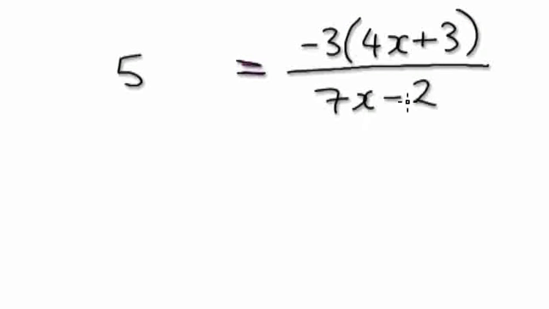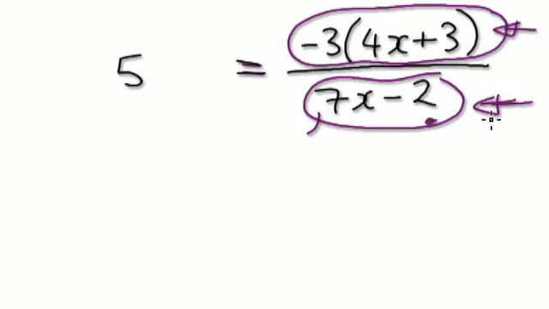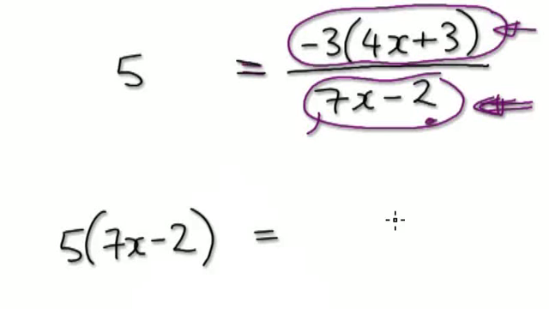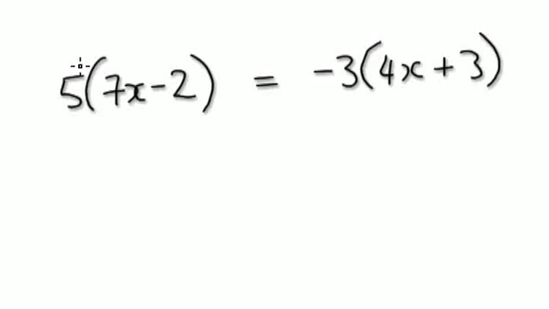Okay. Now visualize as this. At the moment you've got this thing here dividing this thing here. So multiply both sides by this bottom bubble here to get everything on one layer. Because at the moment you've got 2 layers, this one and this one here. So multiply by the bottom bubble. You have this 5 bracket 7x minus 2, and then on this side it will be minus 3 bracket 4x plus 3. Okay, and now multiply it out.